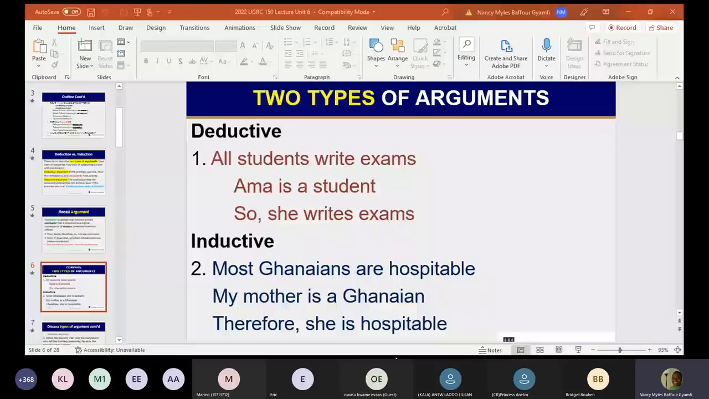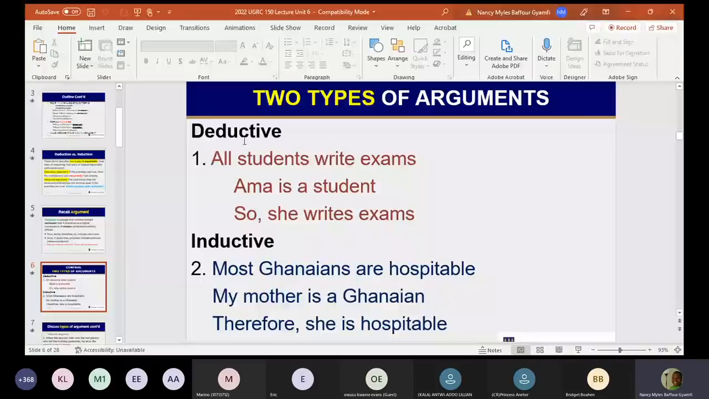So my friend read this nicely, the lady, Kala. All students write exams. Amma is a student, so she writes exams. Now, if we accepted the premises as true, that all students write exams, that's the first premise. And then the second premise says, Amma is a student. Then we are obliged to accept that she writes exams. Look at this very well. Because we know something about all students, and we are taking it to be true that all students write exams. If it is true that all students write exams, and we also accept that it is true that Amma is a student, then it must be true that she, like all students, also writes exams.